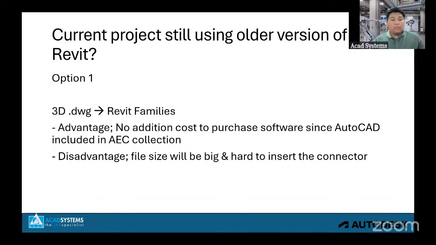The second disadvantage is that it is really hard to insert the connector. Why? Because you are importing a mesh model, and when you import a mesh model, you will see a lot of small lines. It is really hard to pick the circle later on, so normally people will create a circle and extrude that.